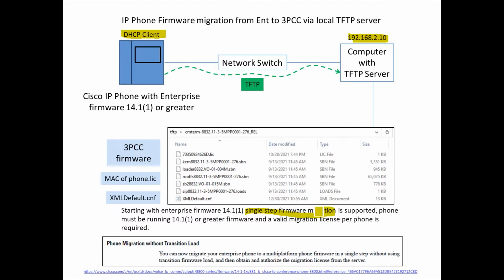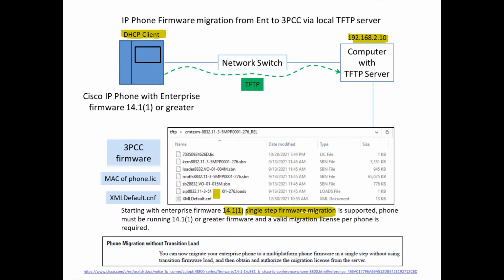Before 14.1(1) firmware, you actually had to do two steps for the firmware migration. You had to migrate from the enterprise firmware to transitional firmware, which is like a middleware firmware, and then from the transitional firmware to MPP firmware. Starting with 14.1(1), it's single step, meaning as long as the phone is on enterprise firmware 14.1(1), you can directly migrate over to 11.3.5 or 11.3.6. 11.3.5 is the minimum, and that's what I'm showing here.